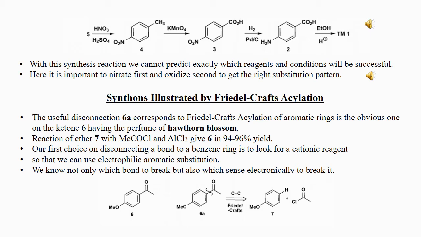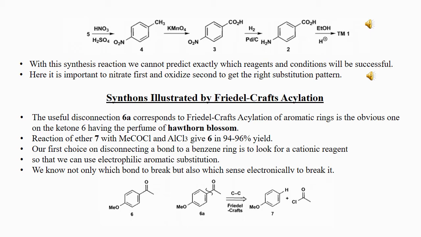If we do the retro analysis, we can know very logically what conditions and reagents should be used. Here it is important to nitrate first and oxidize second to get the right substitution pattern according to the orientation of the substituents. So this example is done. Now we are going to check another analysis, and the topic is synthons illustrated by Friedel-Crafts acylation.